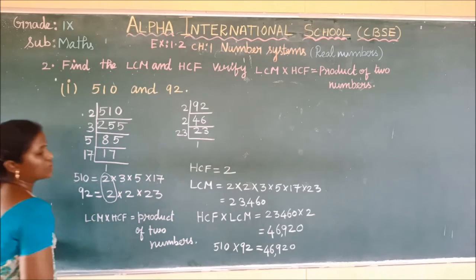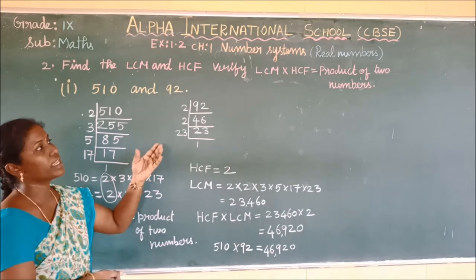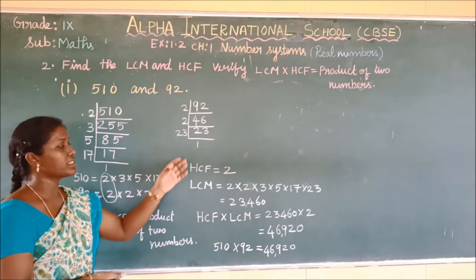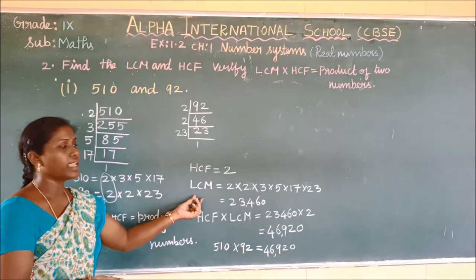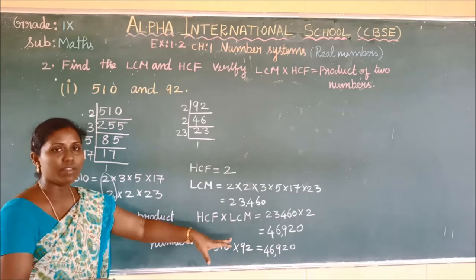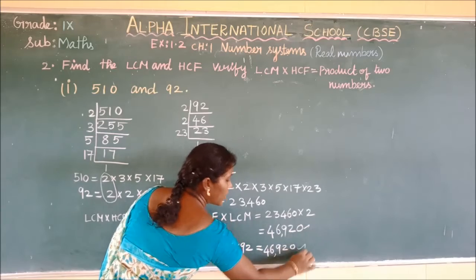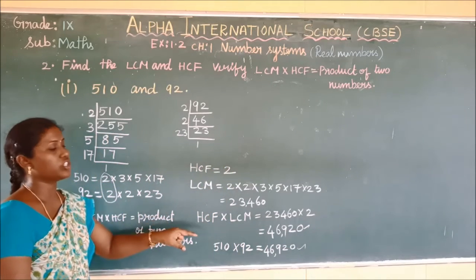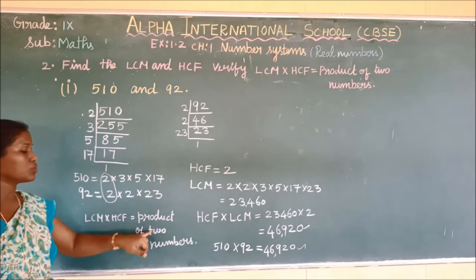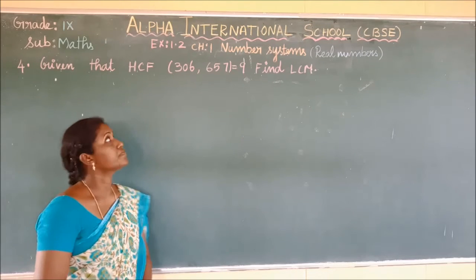So see, whatever the numbers are given, if you are supposed to verify LCM into HCF is equal to the product of two numbers using prime factorization, first find the HCF and LCM. Okay, multiply the HCF and LCM and verify the answer against the product of the given two numbers. Always they are equal only, but you have to do the process and check. See here we are getting equal, so it is verified that LCM into HCF is equal to the product of two numbers.